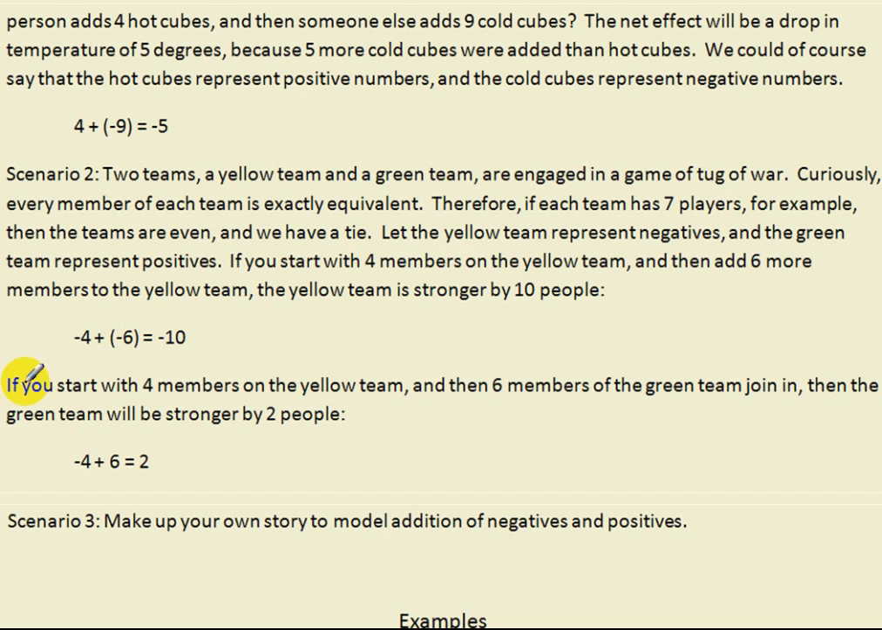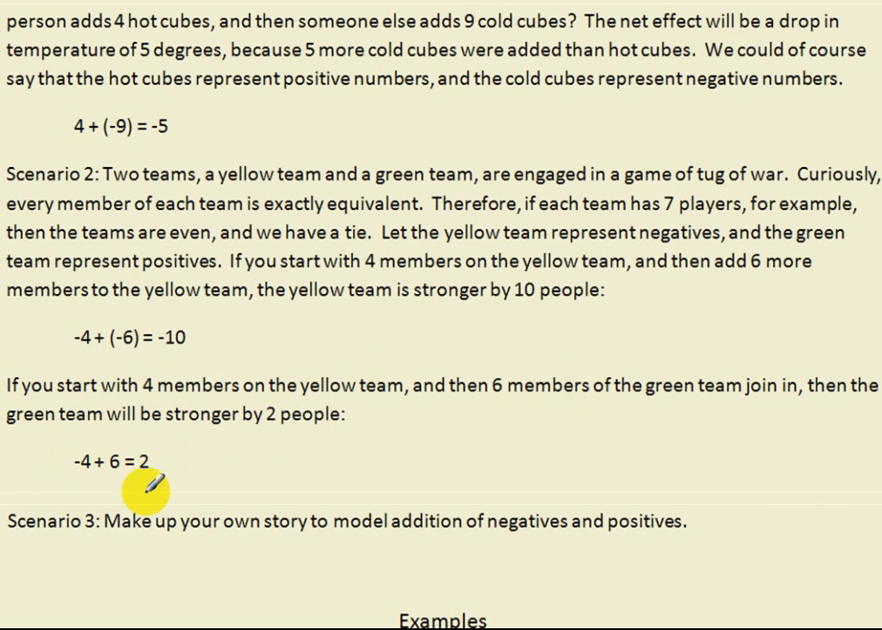If you start with 4 members on the yellow team, like we did in the previous case, and then we take 6 members of the green team and put them on the other side, now we have a positive 6. The green team will be stronger by 2 people. We end up with a positive 2.